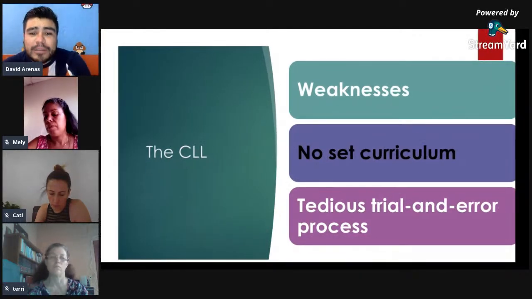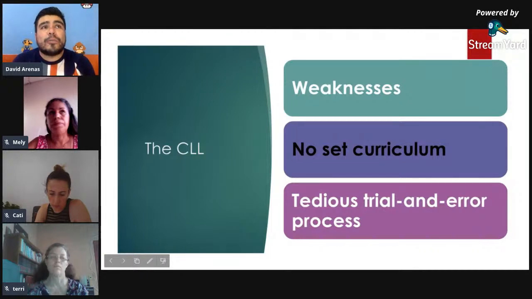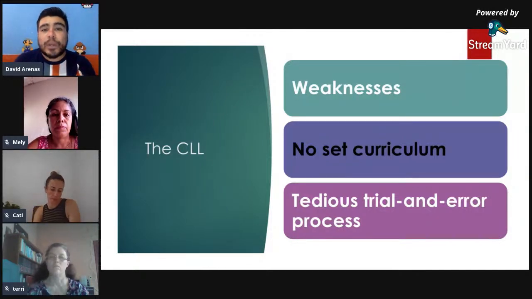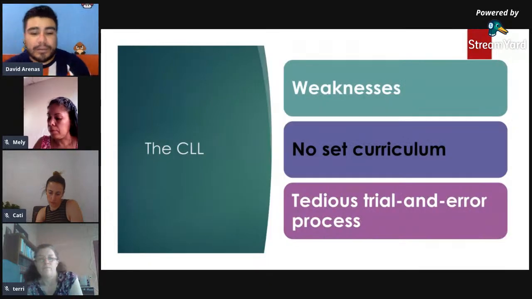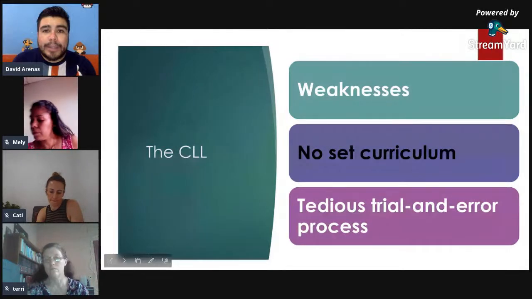And it was also a tedious trial and error process, because the teacher would always be there in the classroom, role modeling, controlling the use of language. If you said something wrong, the teacher would immediately correct you until you got it perfectly correct. So that was one of the weaknesses, or the most important weakness. So, comments, questions, situations? So far, so good.